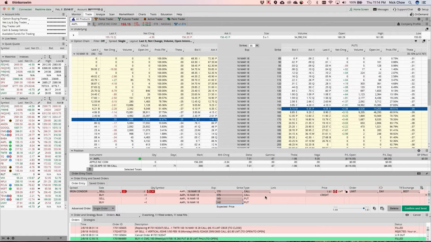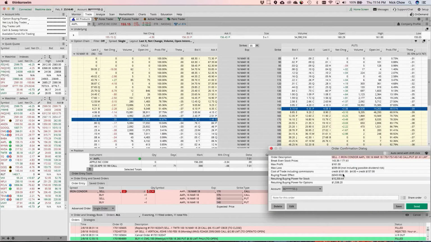So take a look at this trade here. So basically we want it to be below 170 and above 140. So we're currently at 155, so it can fluctuate in between there, and as long as it's not hitting these strikes here, you're going to be taking in the credit. Here we're going to get a $1.61 credit for this trade, as long as Apple doesn't move too much, and our max profit's 161, the max loss is 339.